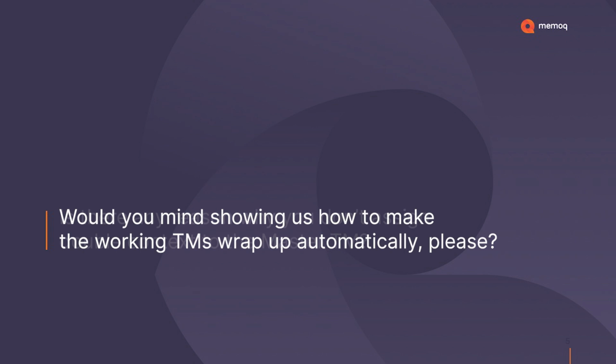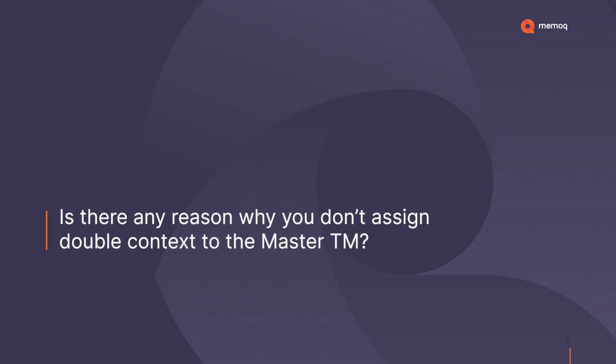Okay, thank you. The next one. Is there any reason why you don't assign double context to the master TM? No particular reason, absolutely not. I decided to go this way. This is the default one. If double context is something that is useful to you, also depending on the type of files, because double context will depend also on the type of files that you work with, then you can definitely make it a double context one. But in my case, I am going with the usual one.